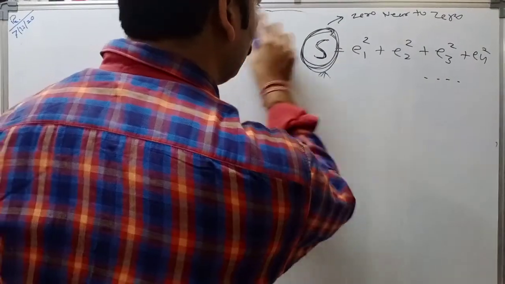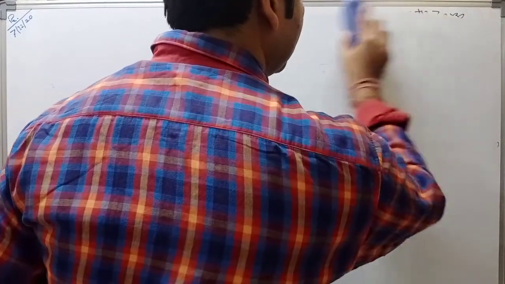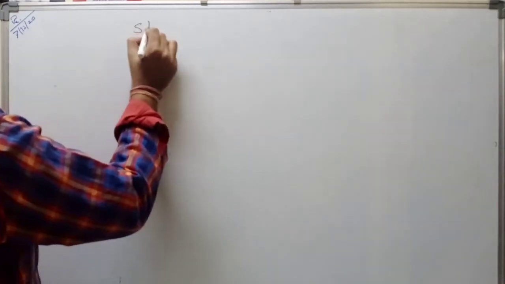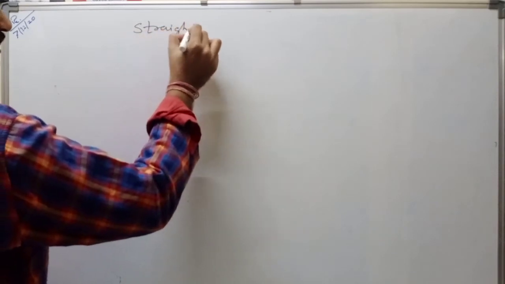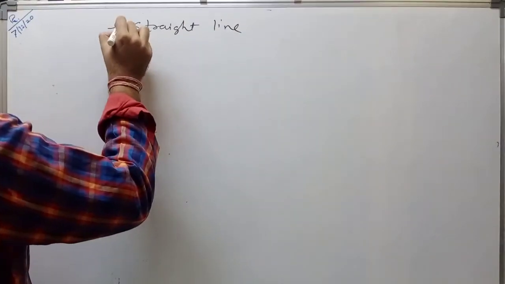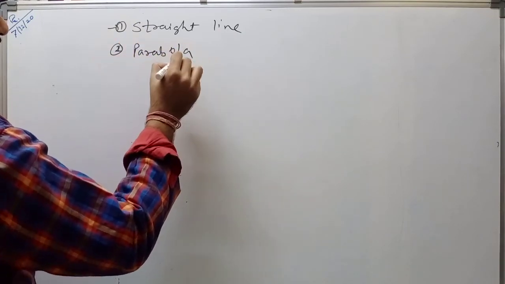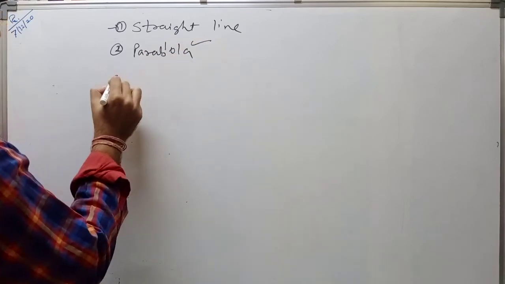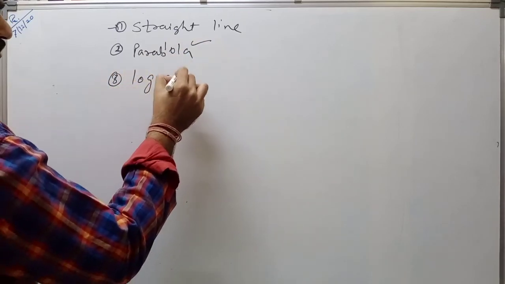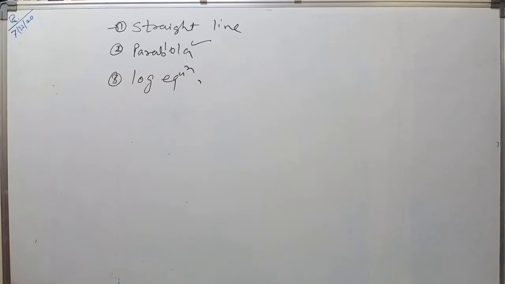The derivation is already provided in the notes, and you have to revise those values whichever are provided or given. Similarly, you can go through the parabola as well. So you have to practice for the straight line. You have to revise it yourself. Number one, the straight line. Number two, the parabola. So the parabola equation you have to revise, then the log equation you have to revise. So these 2-3 things are there.